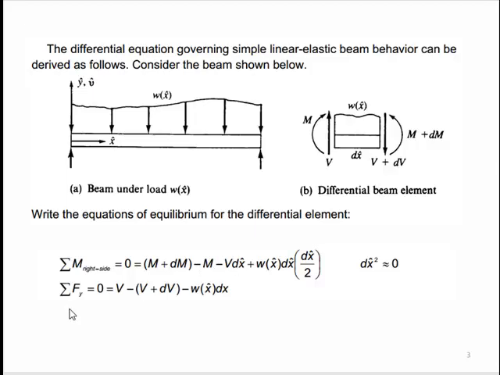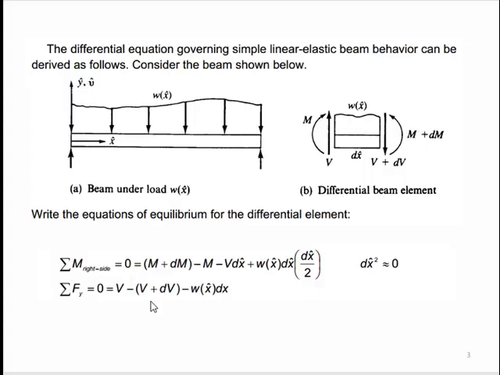Similarly, we can apply sigma fy equal to 0. For this, v is acting in the upward direction, so positive v, and this v plus dv is acting in the downward direction, so with a negative sign, and this area load is also acting in the downward direction, so minus omega x into dx, and that is equal to 0. If we look at this equation, this v and minus v will get cancelled, and we can simplify this equation.